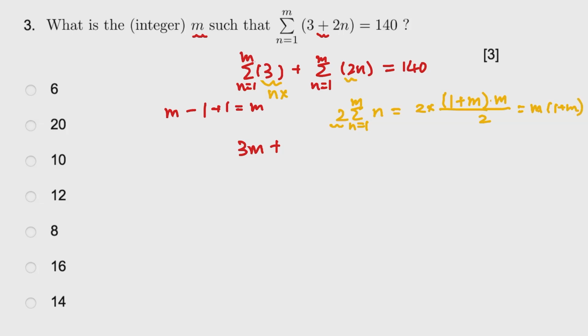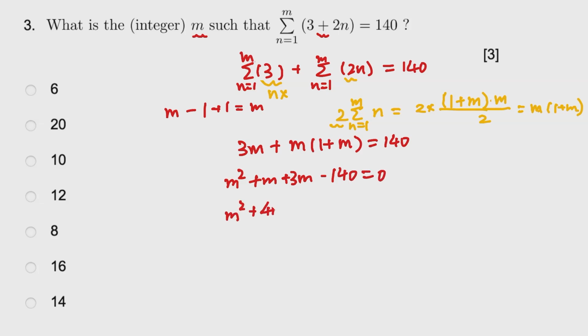So now we have an equation about m as 3m plus m times 1 plus m equals 140. Now we can expand the bracket, which will give m squared plus m plus 3m minus 140 equals 0. We can combine the terms of m, which will give m squared plus 4m minus 140 equals 0.